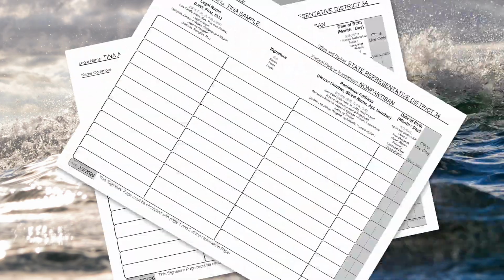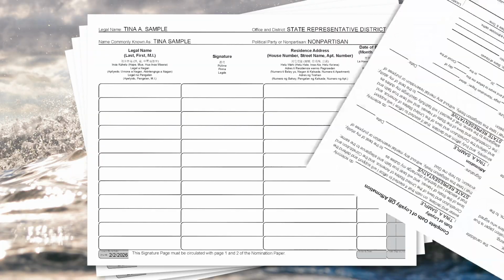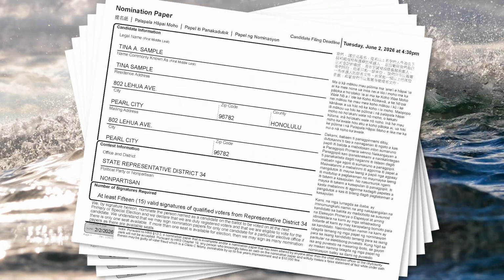To print your nomination paper, you must click on the printer icon at the top of the page. Using the printer icon ensures that your nomination paper is properly formatted for printing. Make sure all pages print completely and nothing is cut off. Incomplete or altered nomination papers will not be accepted.